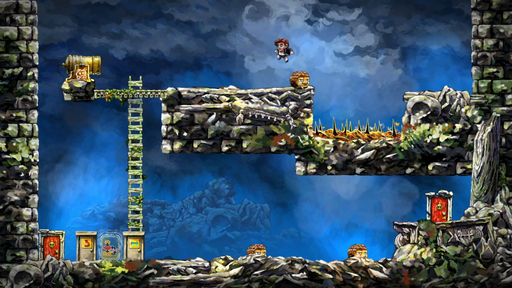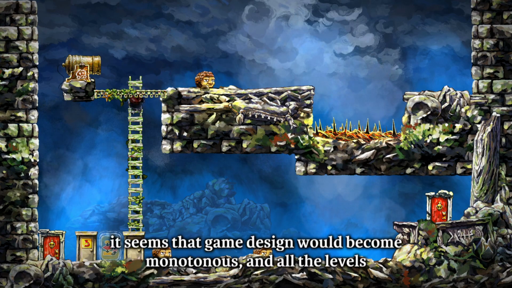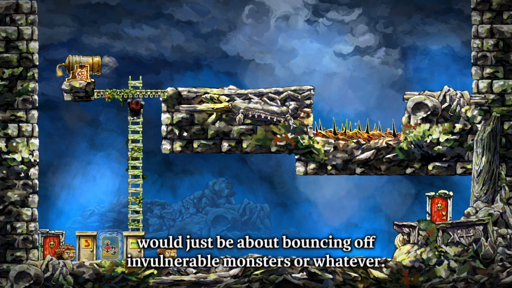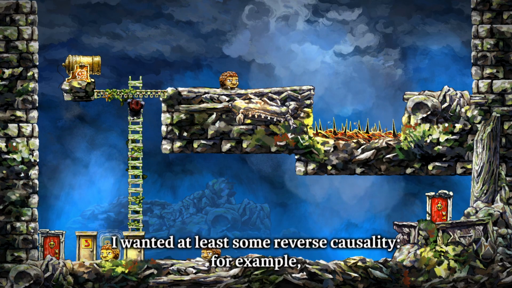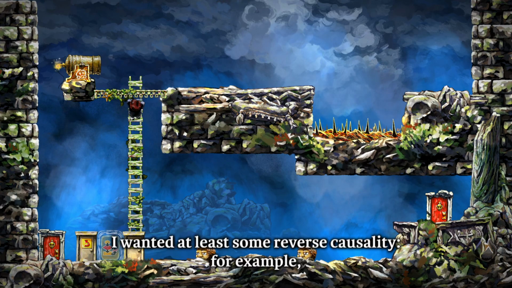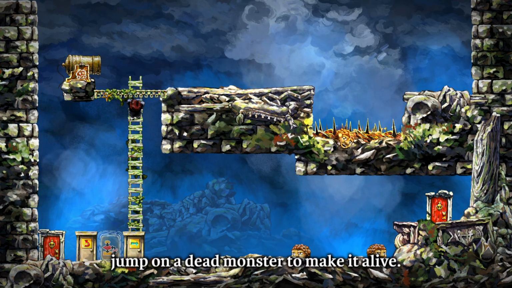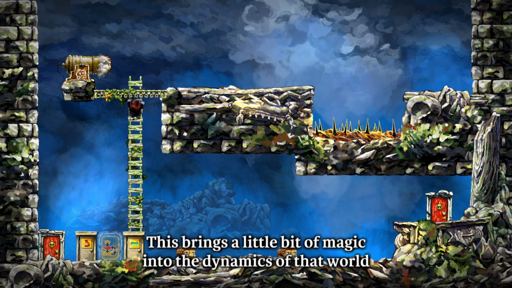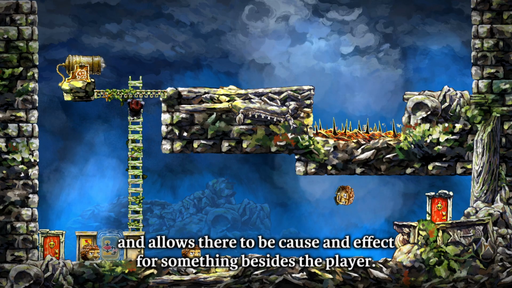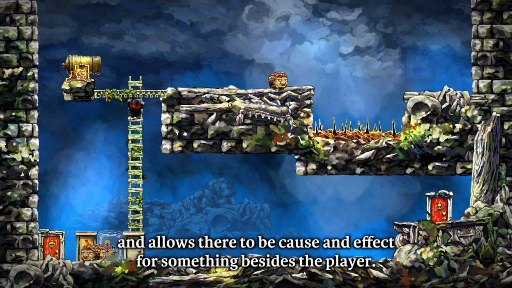If you couldn't affect anything, it seems the game design would become monotonous, and all the levels would just be about bouncing off invulnerable monsters, or whatever. I wanted at least some reverse causality, for example, jump on a dead monster to make it alive. This brings a little bit of magic into the dynamics of that world, and allows there to be cause and effect for something besides the player.